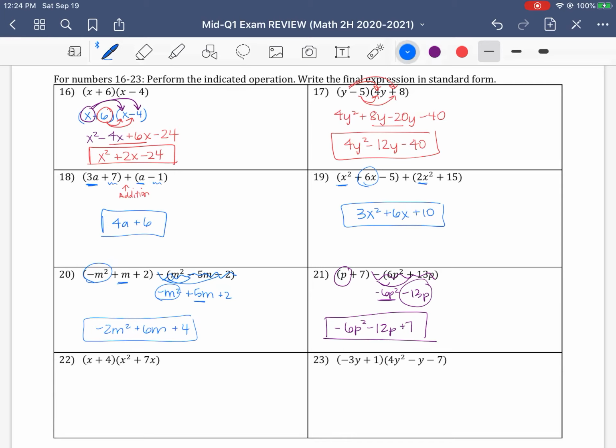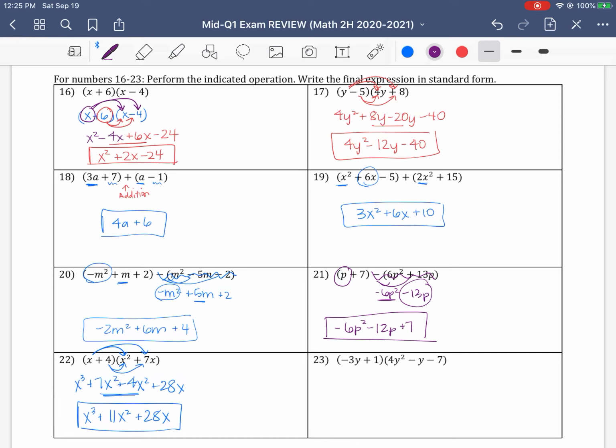Again, these last two, notice they are multiplication, so you can build a box or you can FOIL, distributing. So we go x times x squared, remember that gives us x cubed. X times 7x would be 7x squared. 4 times x squared would be 4x squared. And 4 times 7x would be 28x. Again, you've got some like terms there in the middle, so we're going to have x cubed plus 11x squared plus 28x.